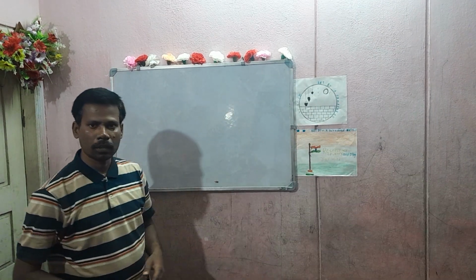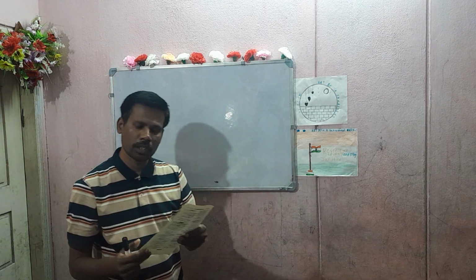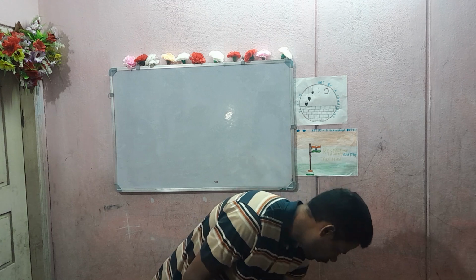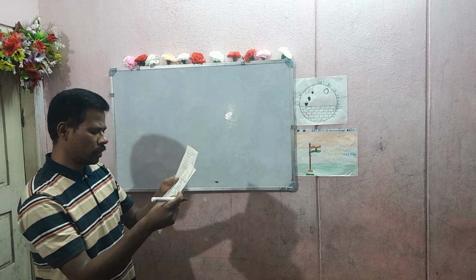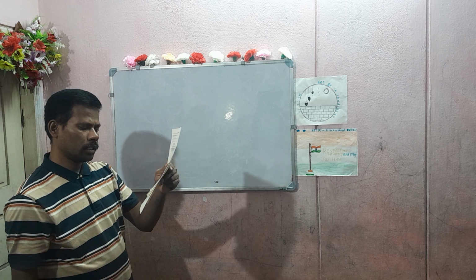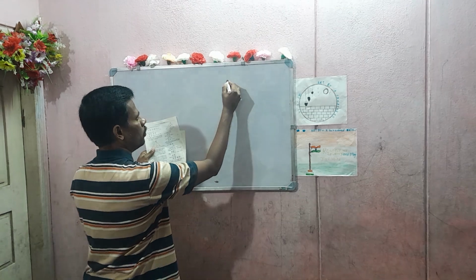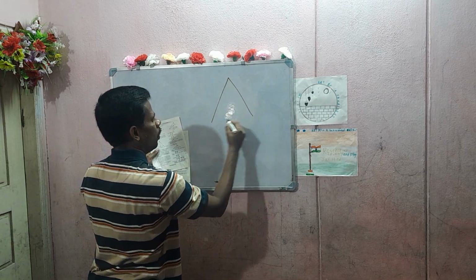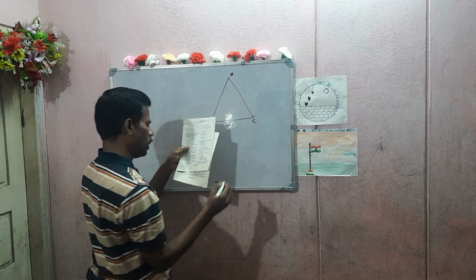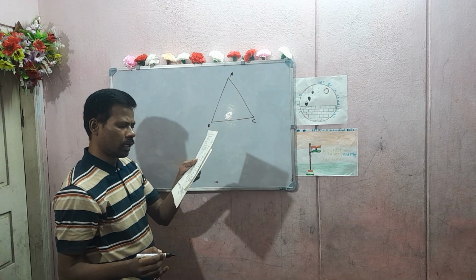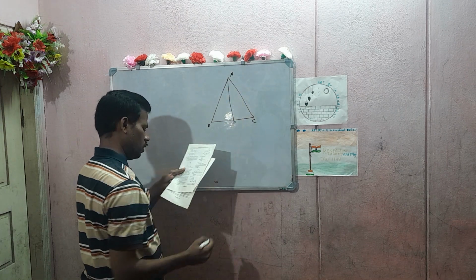Let us complete the similar triangles based on the basic proportionality theorem. Here, the side BC of triangle ABC is bisected at D. That means here it is D.